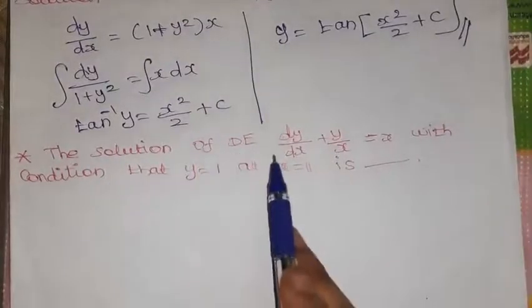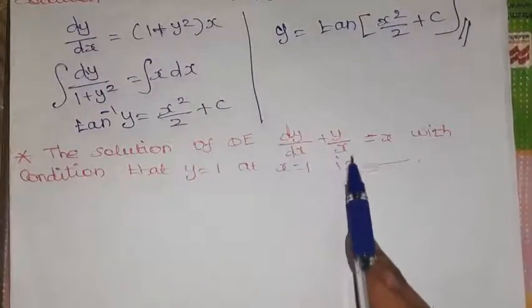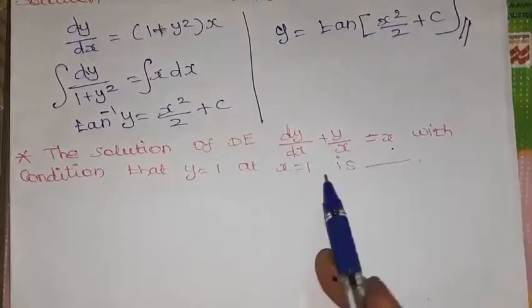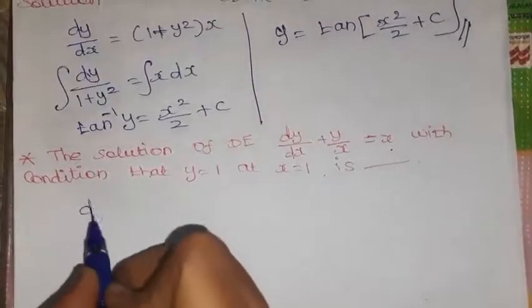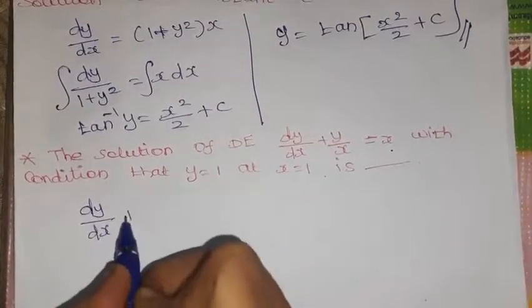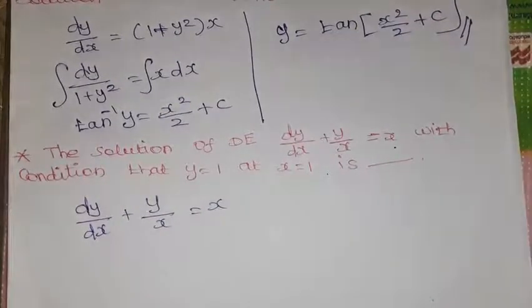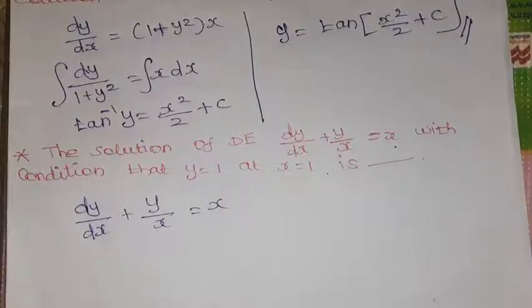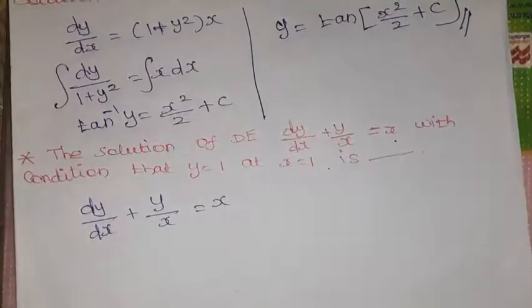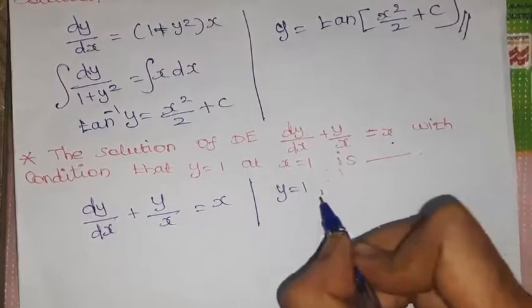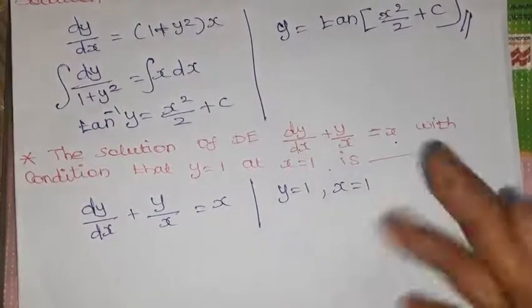The solution of differential equation dy by dx plus y by x equal to x with condition that y equal to 1 at x equal to 1 is. Okay. What is the given differential equation? dy by dx plus y by x equal to x. Okay. The condition is also given. What is the condition? See, y equal to 1 at x equal to 1. At x equal to 1, y value is 1.